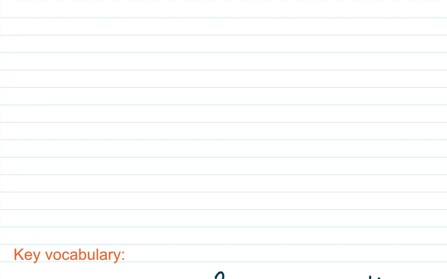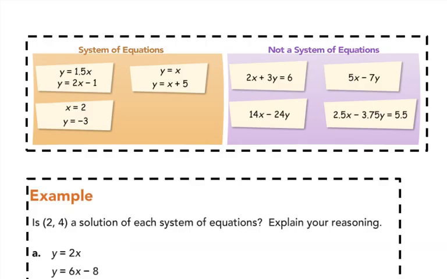So let's see some examples, and this goes back to your cutouts. Your first cutout just has examples of systems and non-systems. So the three in the brown are systems of equations. They all have two equations in them, and when you graph them, they would be lines. In the purple, these are all examples that are not systems of equations. All of them are not because they only have one.